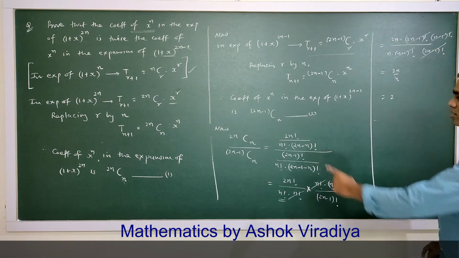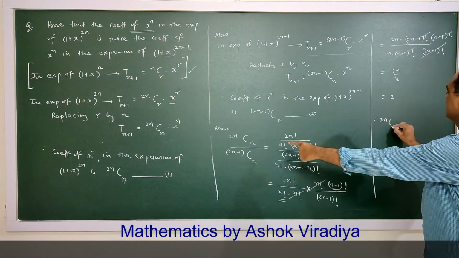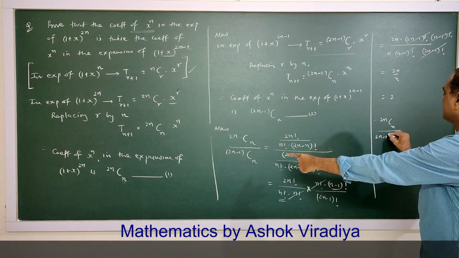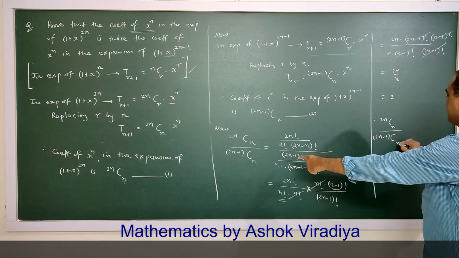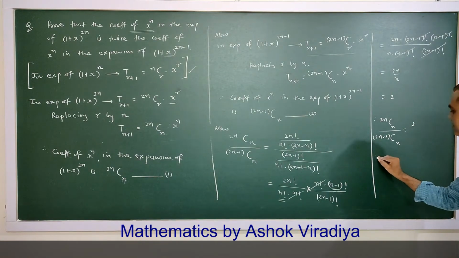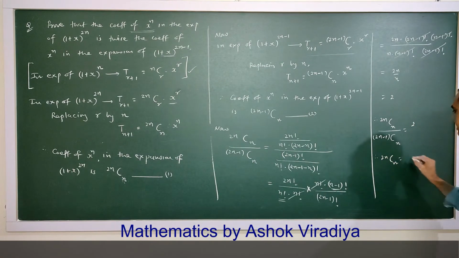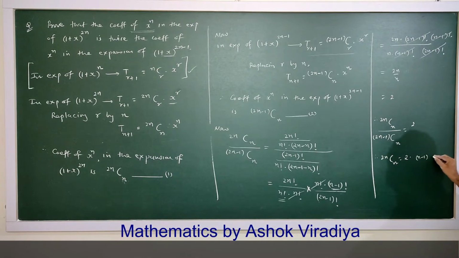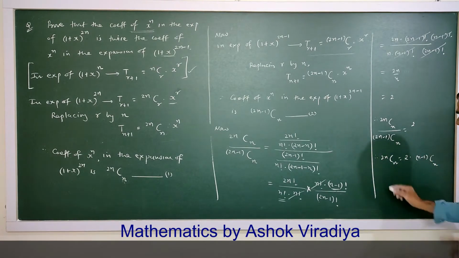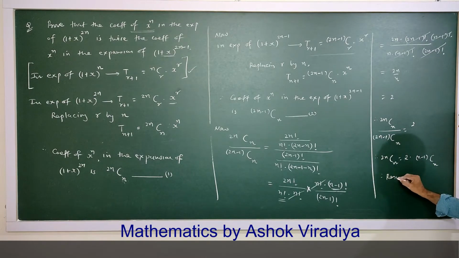Therefore 2n cn upon 2n minus 1 cn is 2. Therefore 2n cn is 2 into 2n minus 1 cn. So this is twice the second number. So the result is proved.